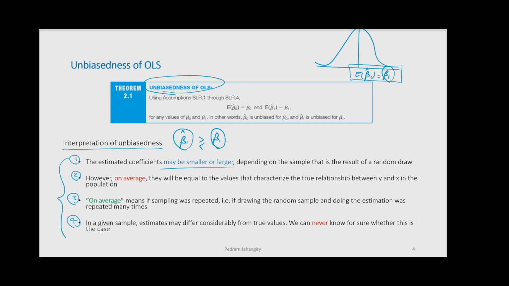That's number 1. Then we focus on this on average term. We said on average, they will be equal to the value of the parameter. So on average, they're equal to your target variable, or population parameter.